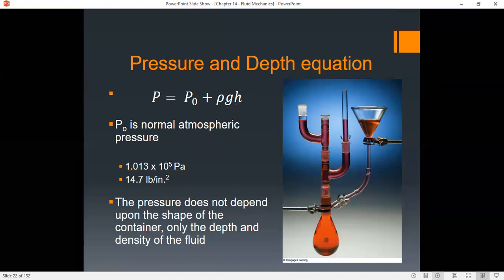And again, regardless of the shape of the container, this holds true for any depth. No matter where you are, at the same level as we cut through here, all the fluid at that level will have the same pressure. All the fluid down here will have the same pressure. All the fluid at the top will have the same pressure. It's just that the closer to the top you are, the less pressure you have.